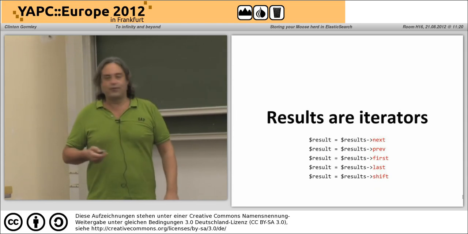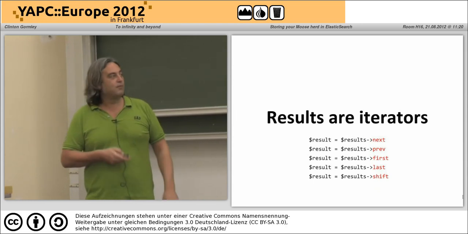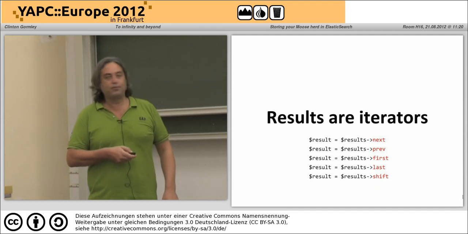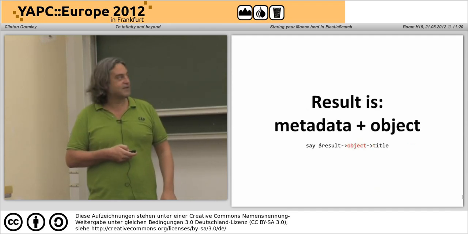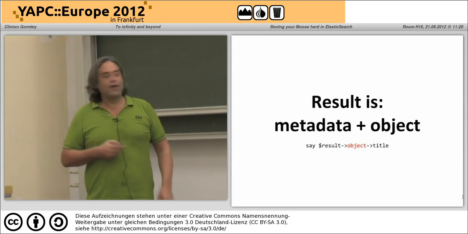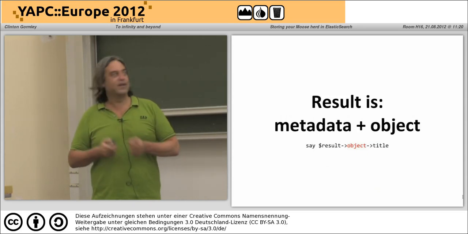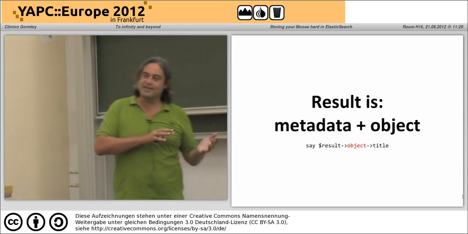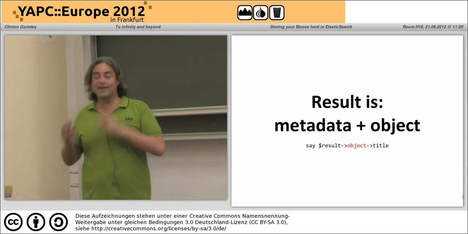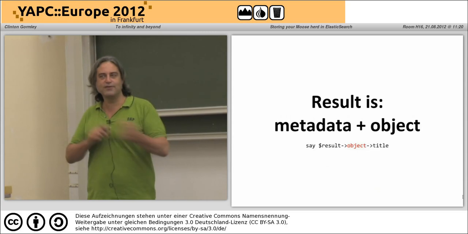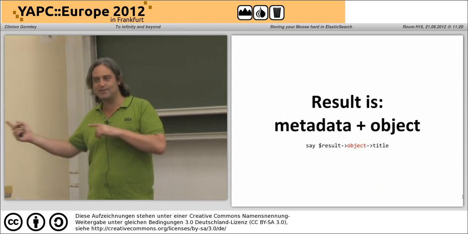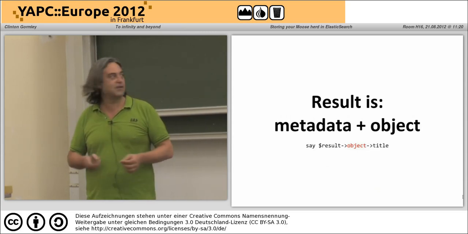The results are iterators, so you can move through them or you can use shift to pull the next one off the list and discard it. A result, which is what the results iterator returns when you call next, consists of search metadata and the object. It actually contains the object already. There's no separate fetch step where you have to go hit the database again. You've got it all there ready to use.